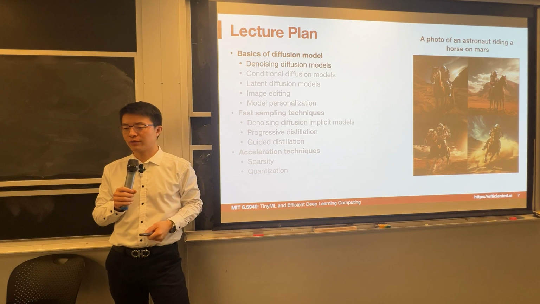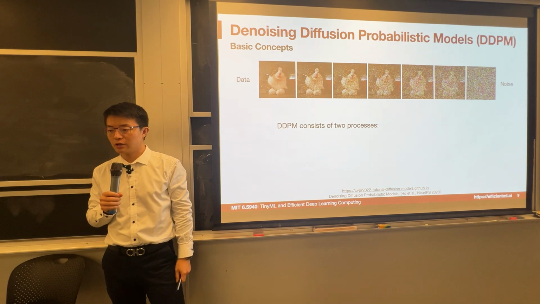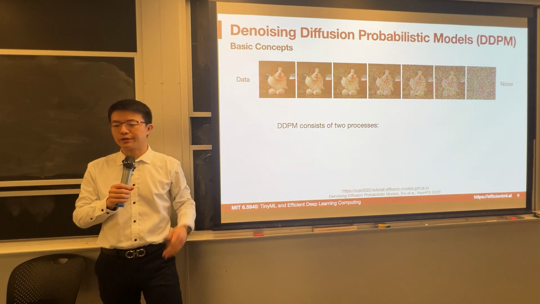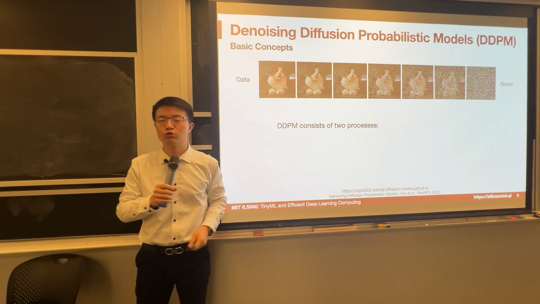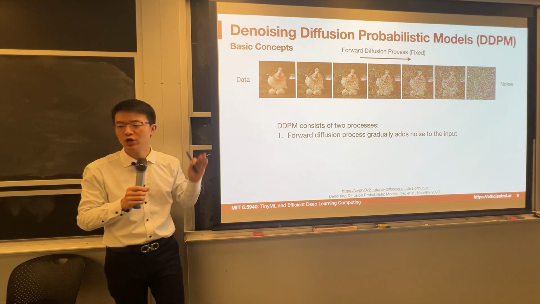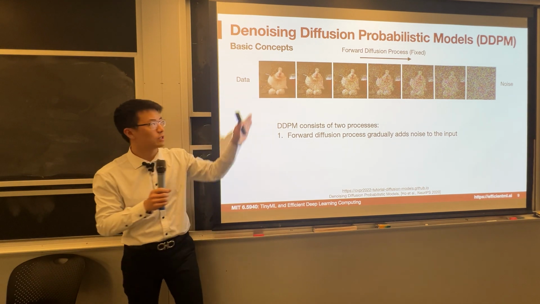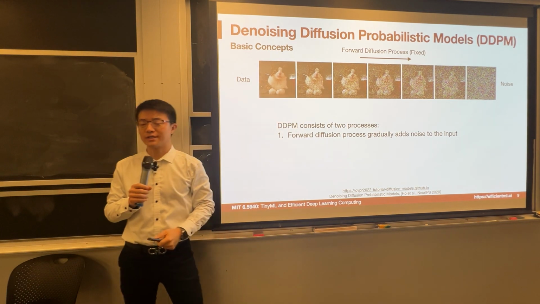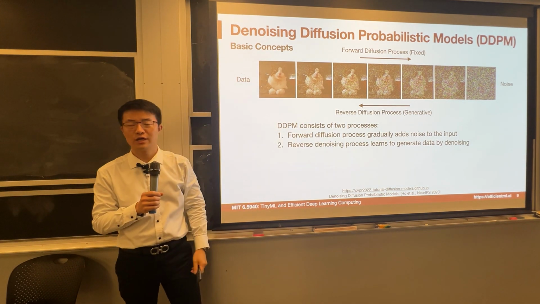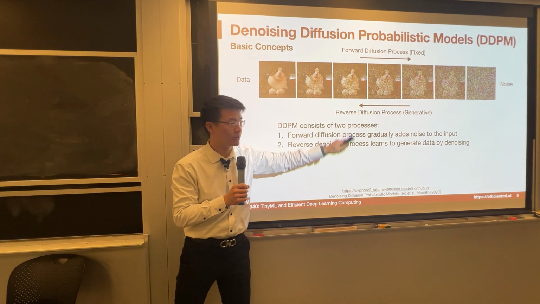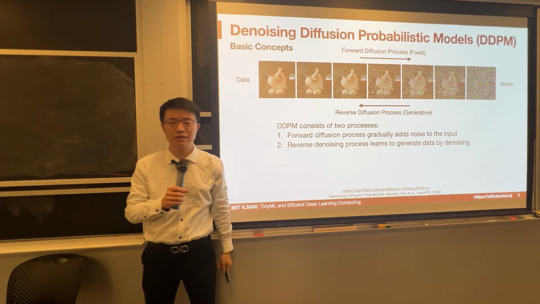So let's start with the denoising diffusion models basics. There are two concepts. The denoising diffusion probabilistic models, short for DDPM, basically consist of two processes. The first process is the forward diffusion process, when we are gradually adding noise to the input. The input gets more and more noisy. And there's also the reverse path. This reverse diffusion process is generating the image from the noise. It starts with the noise and then gradually denoises to generate the data.